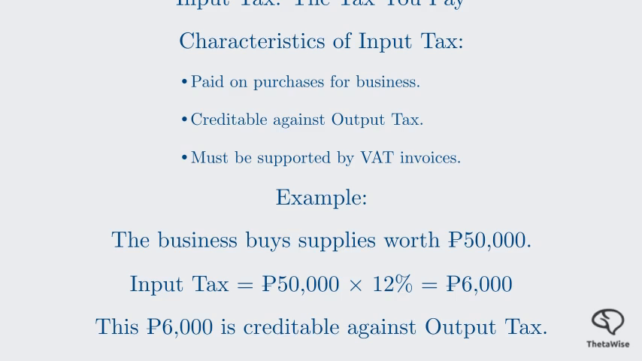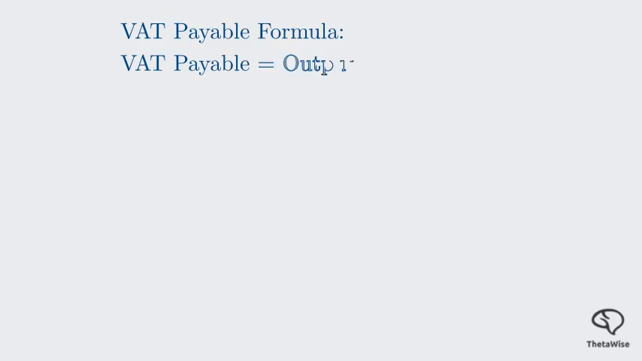Now that we understand output tax and input tax, we can put them together to calculate the most important figure, the VAT payable. The formula for VAT payable is straightforward: output tax minus input tax. This formula determines how much VAT you need to remit to the BIR for a given period, usually a quarter.